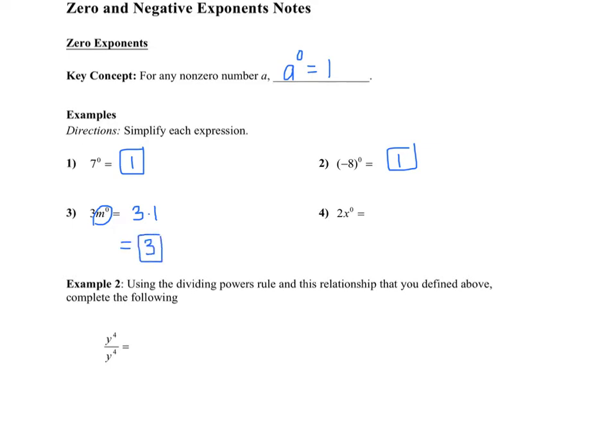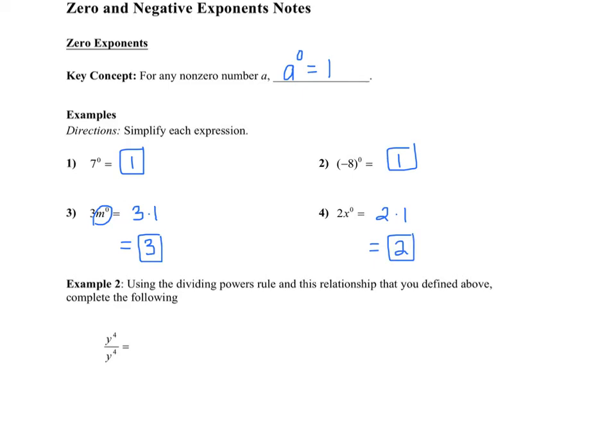Let's look at number 4, 2x to the 0 power. So our exponent goes with the x to the 0th power. So we're going to say 2 times x to the 0 power equals 1, and 2 times 1 equals 2. So our answer is 2. So now let's look at example 2.